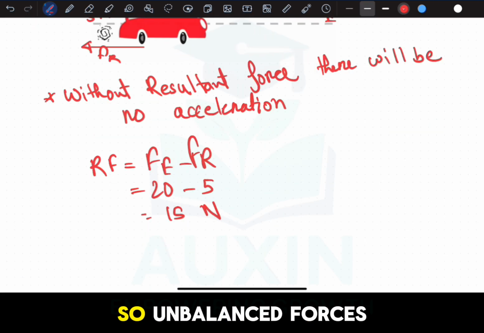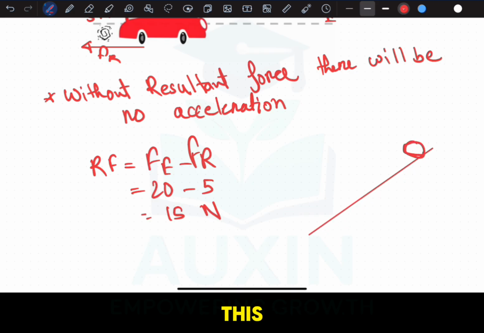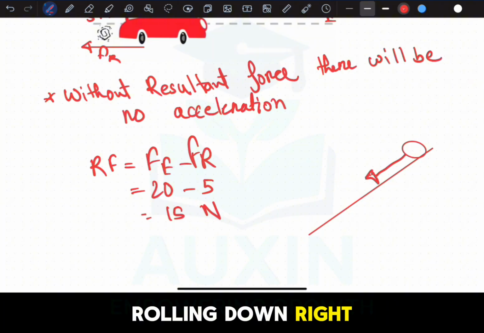Okay, so unbalanced forces explain a lot of the world around us. For example, if we roll a ball down a slope, like this, the ball is rolling down, right? Because of its weight. And there has to be a frictional force acting on this.